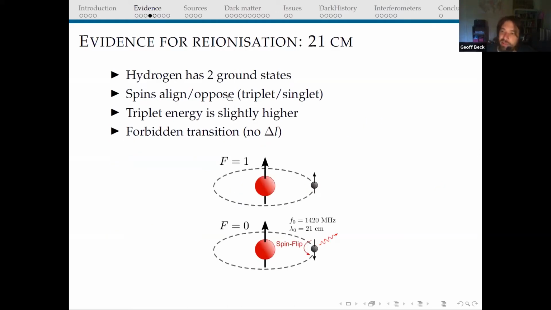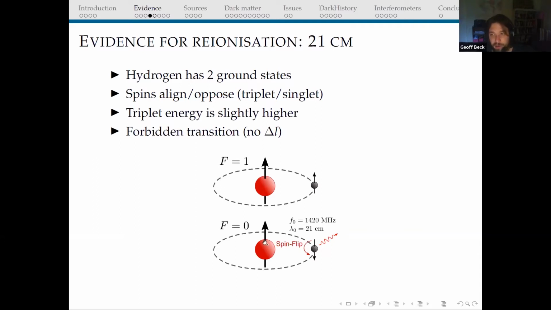Now, there's another tool we can use to gather evidence about the epoch of reionization, or evidence for its occurrence, and that's the 21 centimeter line of neutral hydrogen. This occurs because hydrogen has two ground states, and they're separated. It's a hyperfine splitting. One of them has the spins pointing in the same direction, and one has the spin of the proton and the electron antiparallel.